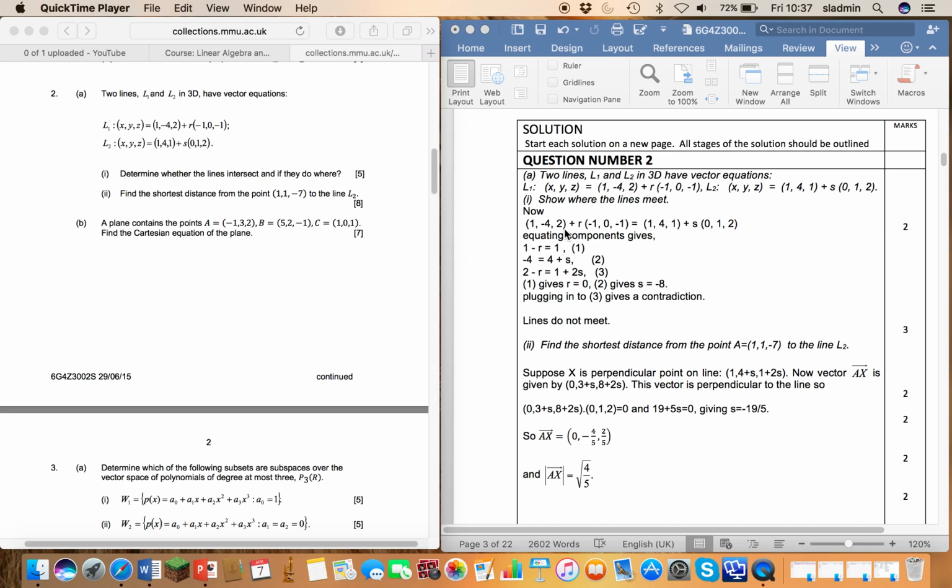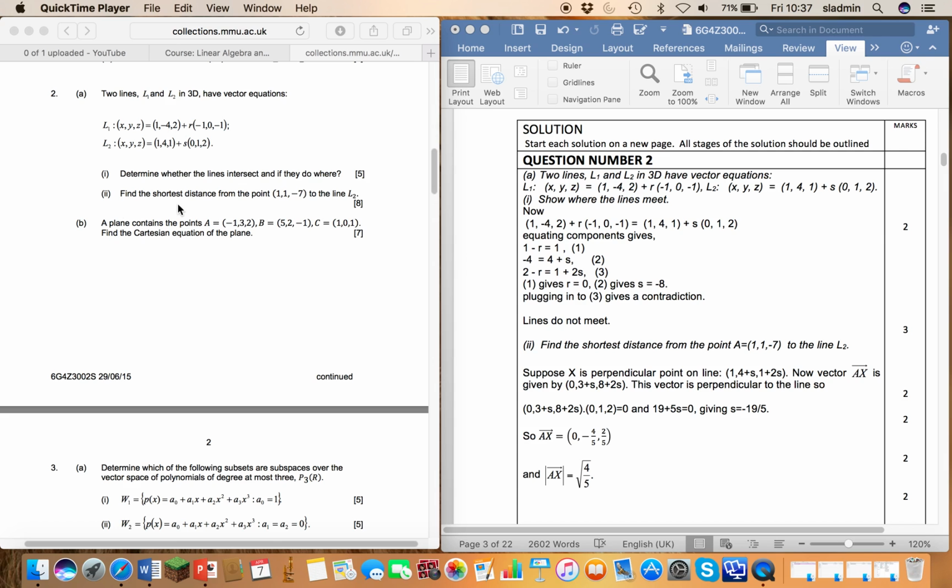Now the third equation is given by the third component. So we have 2 take away r equals 1 plus 2s. But if we put r is 0 and s equals minus 8 in here, you will see that we get a contradiction, which means that these lines do not meet in three-dimensional space.